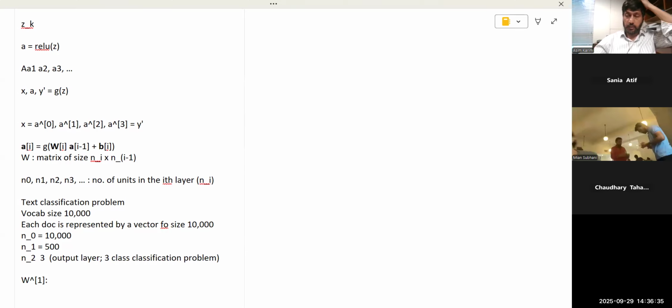So this is the output layer. So one hidden layer and one output layer. And so this is a two layer feed forward neural network. ठीक है. So इसका matrix का size क्या होगा? The first matrix from the input to the hidden layer. ठीक है. So 500 by 10,000.